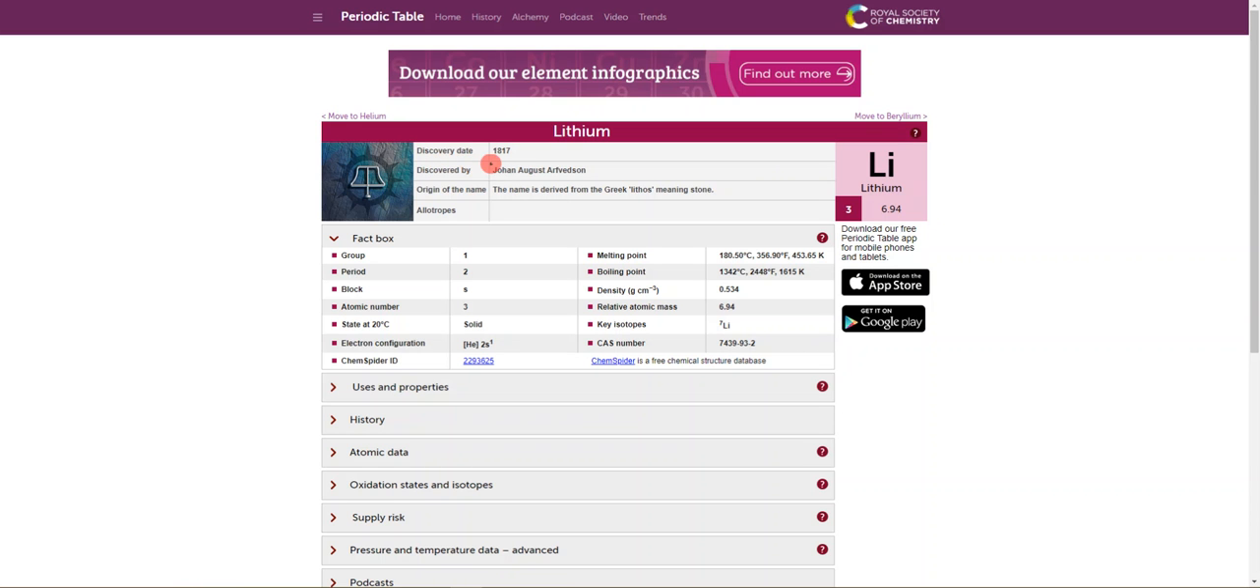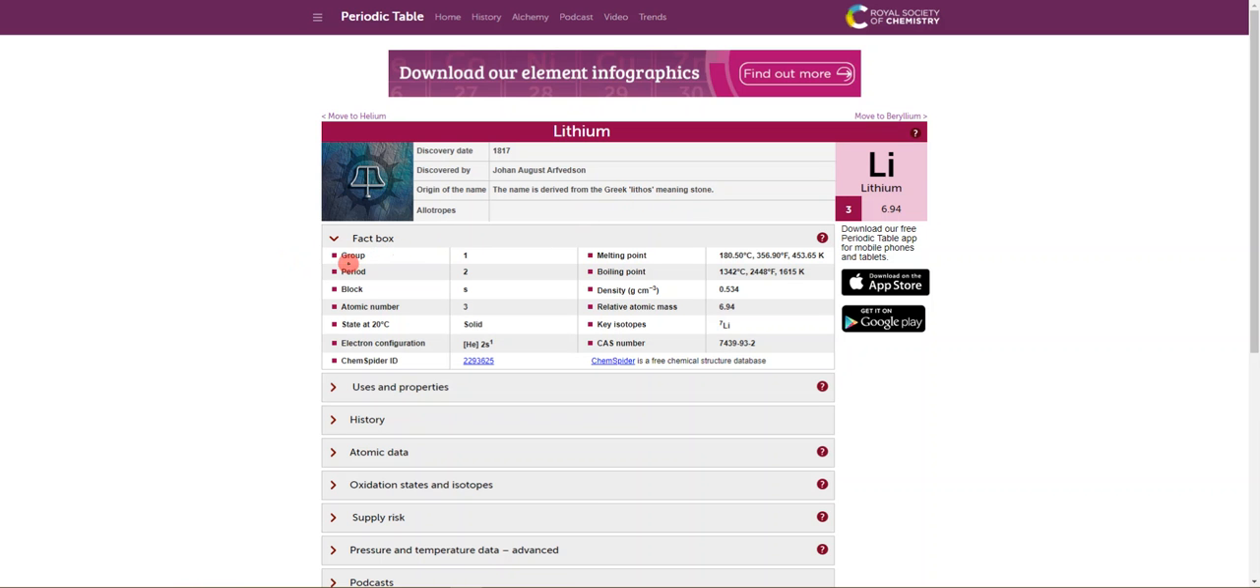So it was discovered in 1817. This was the guy who discovered it. The origin of the name: this actually tells you the origin of the name. A lot of the names in relation to the periodic table are Greek names. So the name is derived from the Greek lithios, meaning stone. Okay, so that's where it's come from.